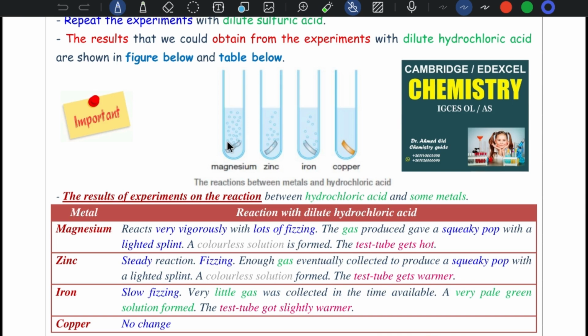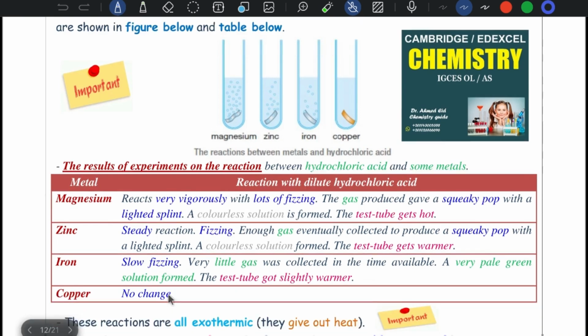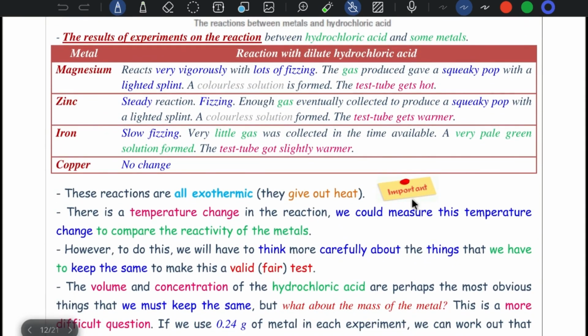We are using a thermometer in this experiment, so we can measure exactly the temperature of the test tube. For zinc, it's a steady reaction, not as vigorous as magnesium. Fizzing also occurs, not lots of fizzing, and the test tube becomes warmer. For iron, slow fizzing, less than zinc. It's less reactive than zinc. In case of copper, there will be no reaction. All the reactions are considered exothermic reactions.